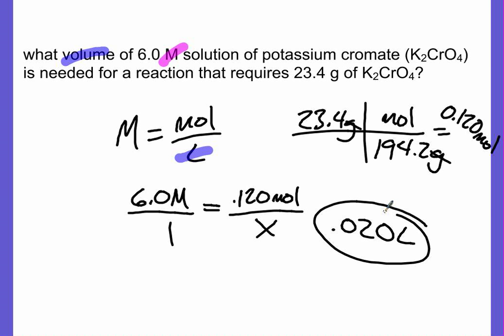That's the volume of the solution that I would need so that I would have at least 23.4 grams of that potassium chromate to react. And I could also have more than that volume according to the context of this question, but I need at least that much. Okay, so that one was a little harder because I had to solve for a different variable aside from the molarity itself, but it's still doable.